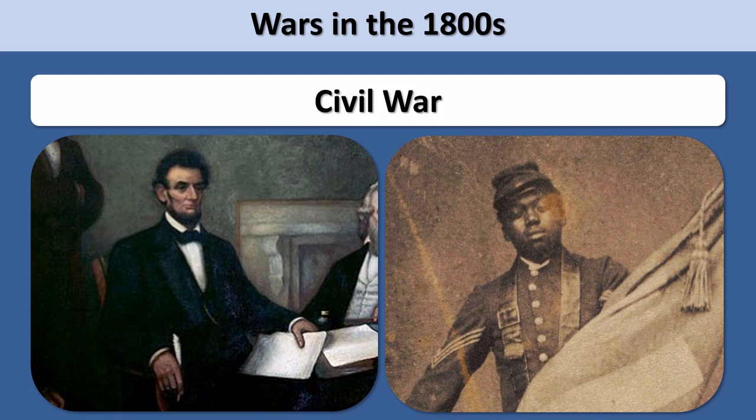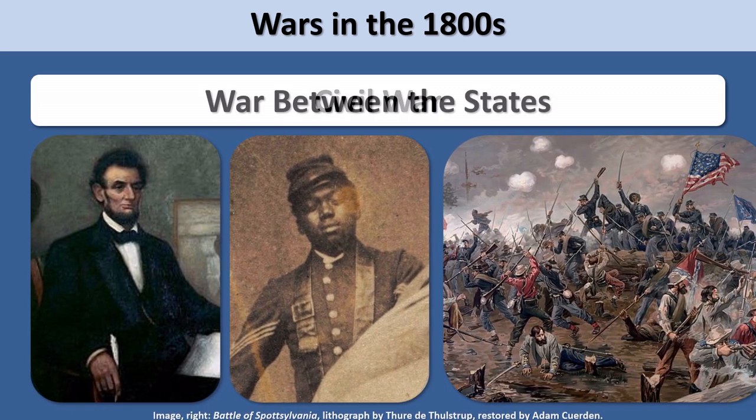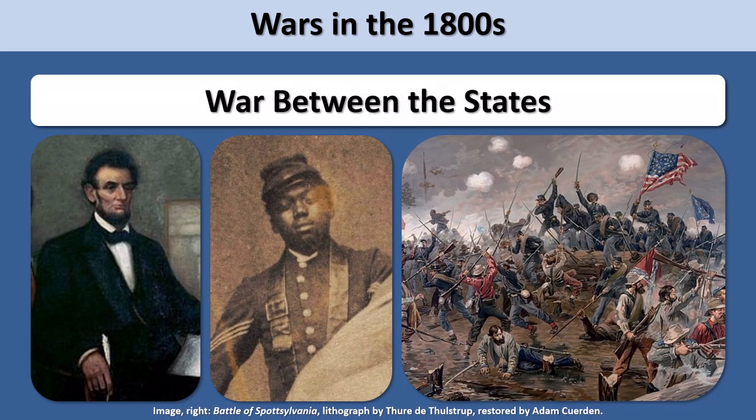Because the Civil War was fought between the northern states and southern states, it's also called the War Between the States. Since the North won the war between the states, the country did not split in two. The federal government made slavery illegal everywhere in the United States shortly after the war ended.